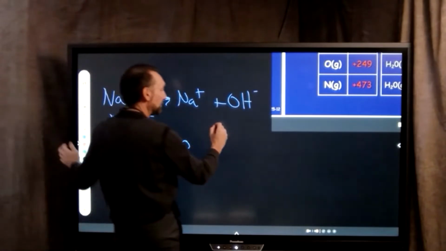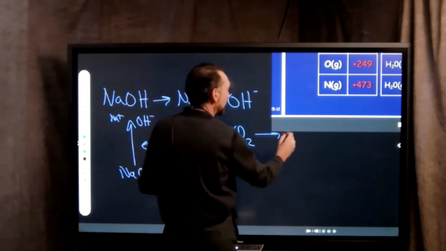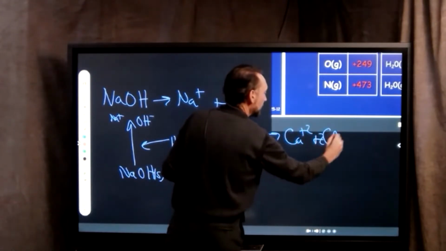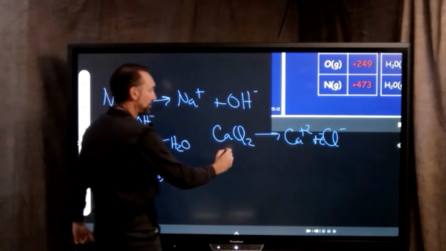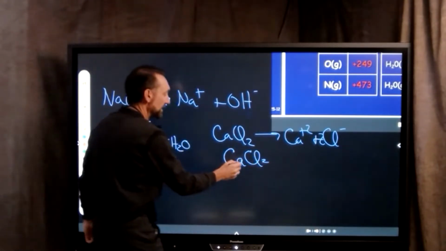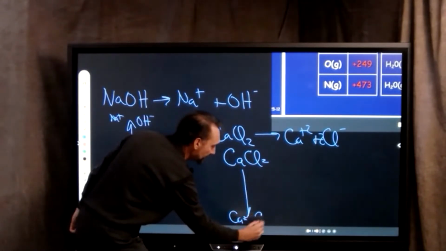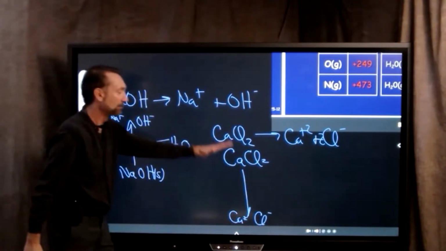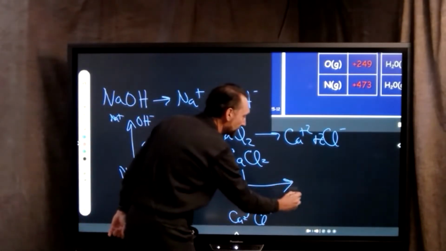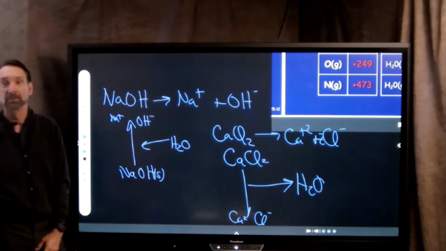For the other one, it was calcium chloride, I believe. And that breaking up into the calcium and the chlorine is the exothermic one. So calcium chloride, when it dissolves into the calcium plus ions and the Cl minus ions, that releases energy, and that energy goes out into the surroundings, which is mostly the water, and heats up the water.